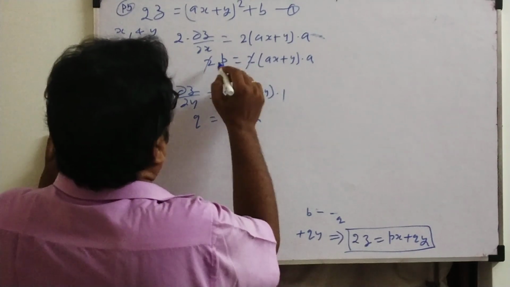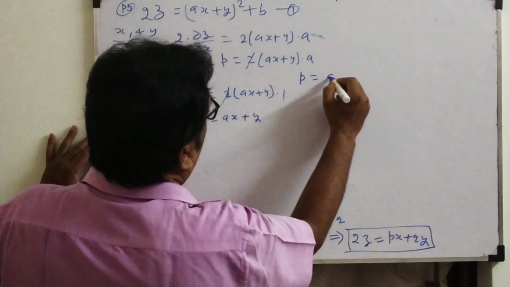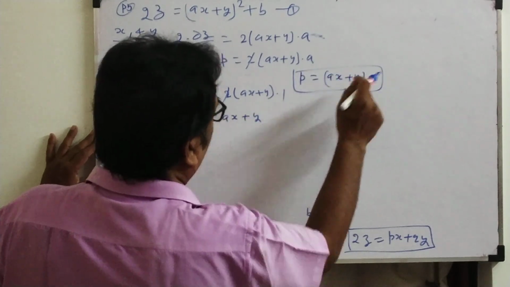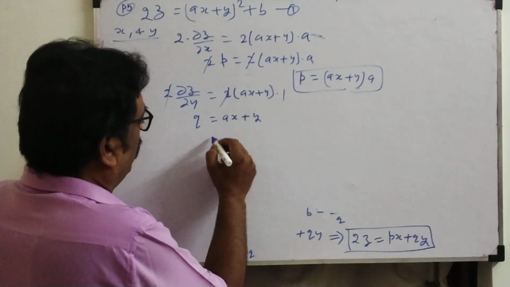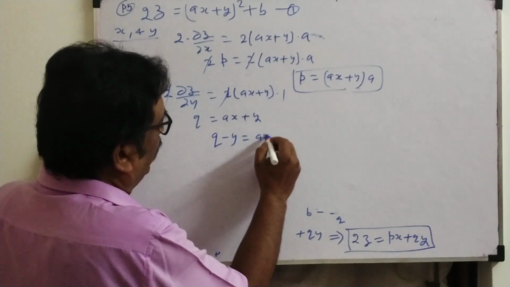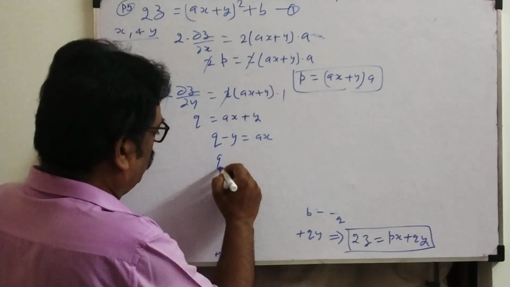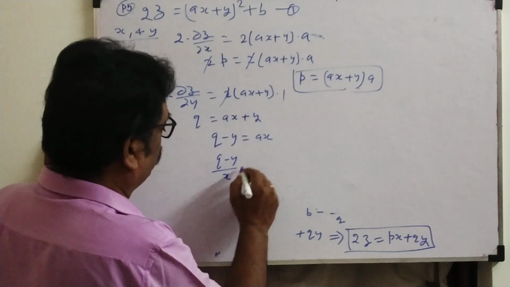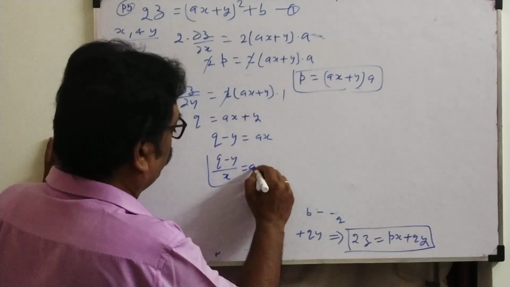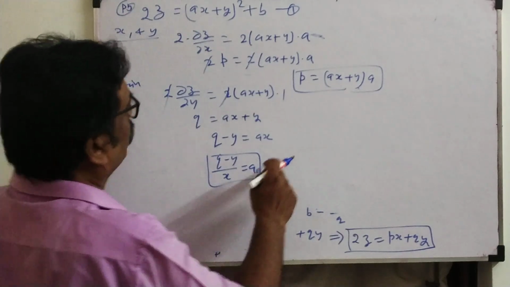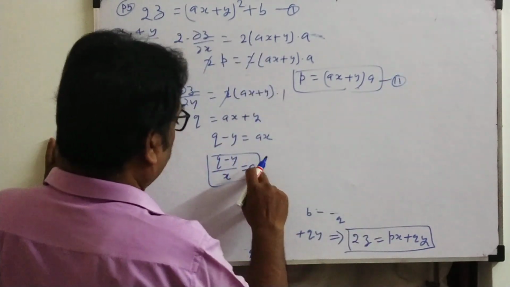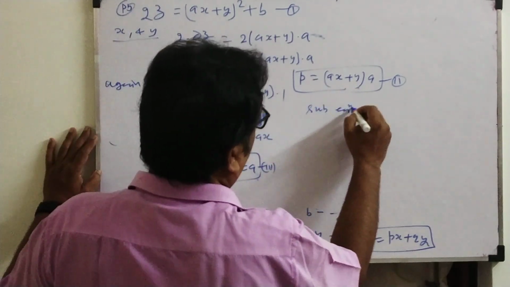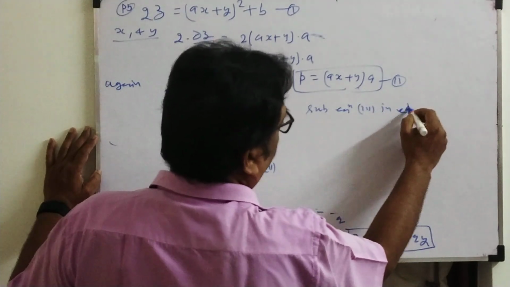Now here we got these equations: p is equal to (ax plus y) into a. Now a we have to remove. So take the a value from here. So q minus y is equal to ax. Then a is equal to q minus y by x. So now you know the value of a. This value, substitute in equation 1. Substitute equation 3 in equation 1.